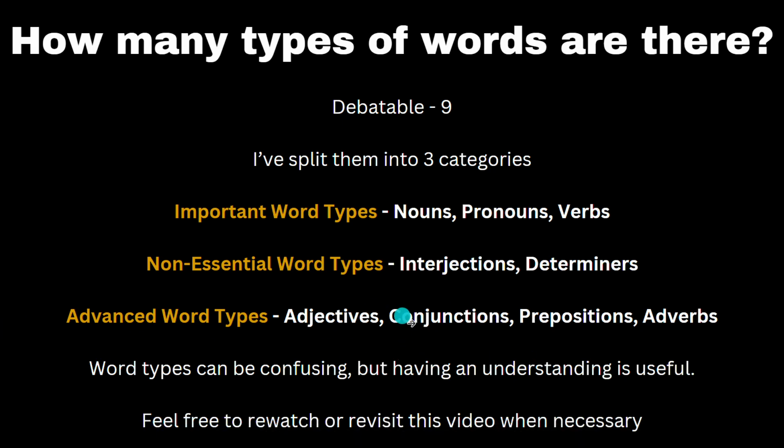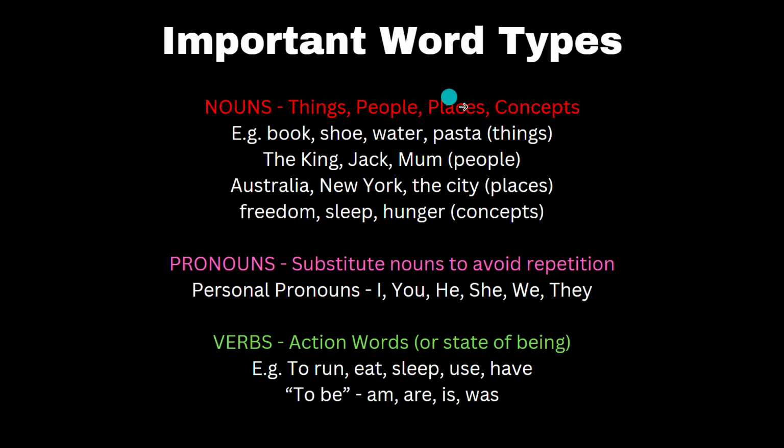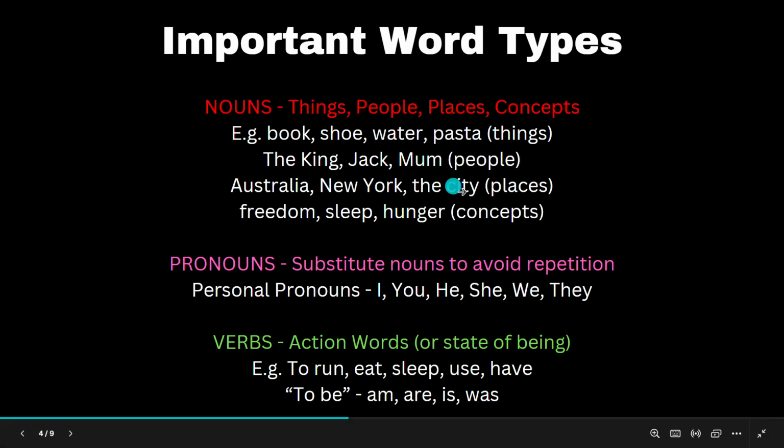I'm just going to explain how each word type works. I'm going to give you a couple of examples at the end where I break sentences down to show you, and that's how it's going to go. So first of all, the important word types: nouns, pronouns, and verbs. You've probably heard of a lot of these word types before, but if you haven't, that's completely okay. I'm going to explain what they are.